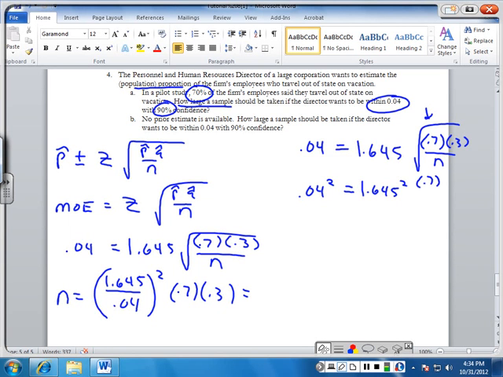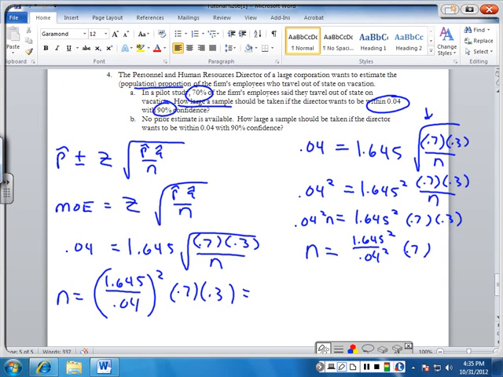0.7, 0.3 divided by n. Multiply both sides by n. 0.04 squared times n equals 1.645 squared times 0.7 times 0.3. I'm sorry, n was what I was doing, multiplying both sides by n. Now divide both sides by 0.04 squared, and you'll have n. It's 1.645 squared over 0.04 squared times 0.7 times 0.3.